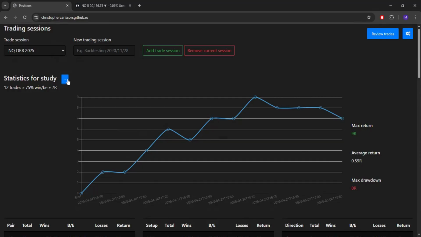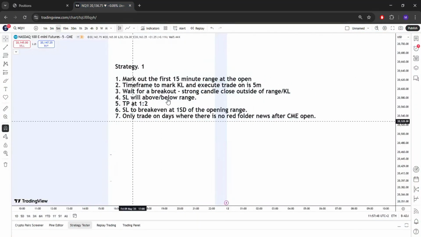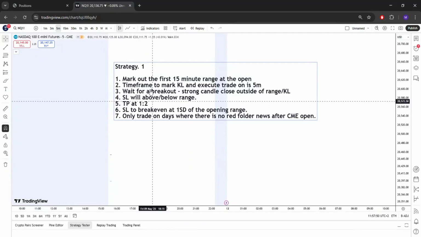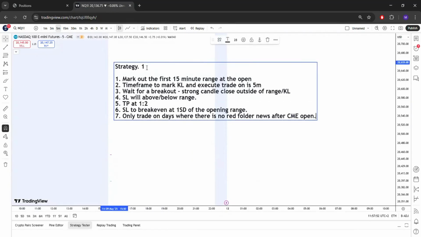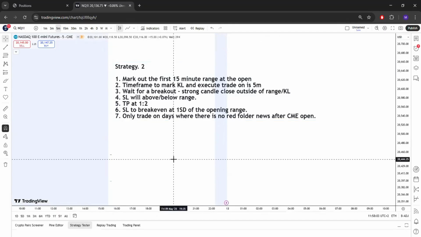If you want to test the strategy with me, here is the updated strategy. Let me actually change this. Strategy number 2. So this is the second rendition of this strategy. If you want to backtest it, forward test it with me, you can go ahead and let me know your results in the comments below after taking a couple of trades.